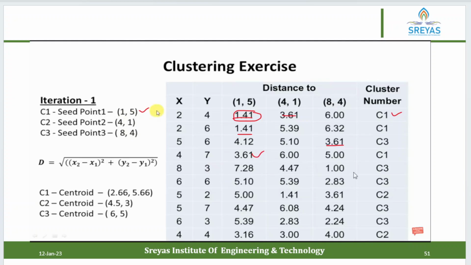And for the 8 comma 3 again we have assigned the cluster 3, and for the 6 comma 6 I have assigned the cluster 1, and for the 5 comma 2 I have assigned the cluster 2, and for the 5 comma 7 cluster 3, and likewise and so on we will assign all the clusters to the nearest distance measures.